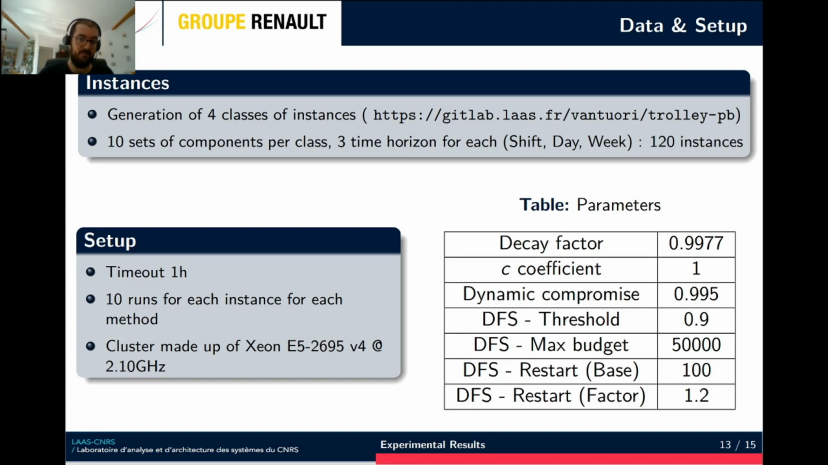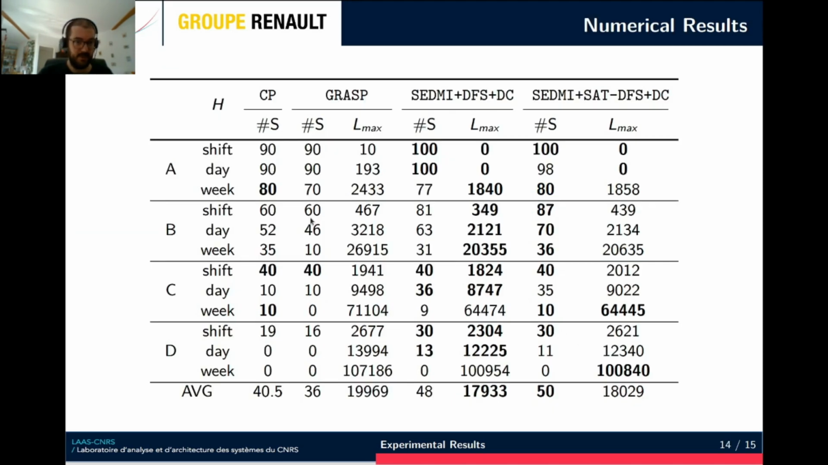We run each algorithm 10 times during 1 hour, and you can see here a bunch of parameters for the method. So the results: we have the 4 classes, A, B, C, D. For each one, we have the 3 time horizons, and then each line corresponds to 10 runs on 10 instances for each of the 4 presented methods. So we are interested in the number of instances solved, that is an instance with a solution with no tardiness at all, and the averaged maximum tardiness.